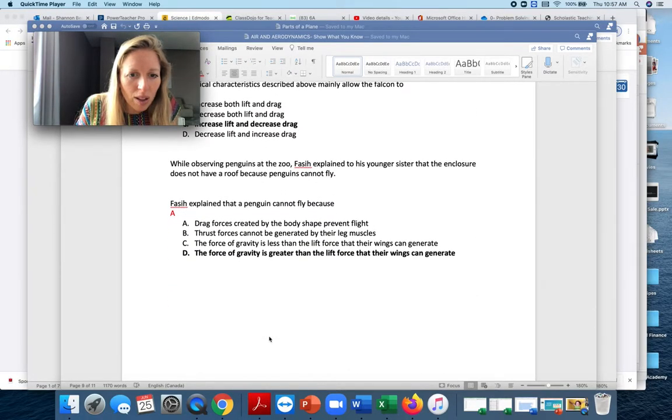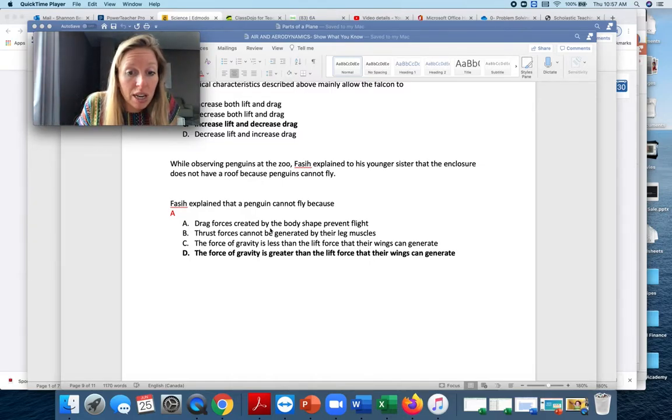Next one. While observing penguins at the zoo, Fast explained to his younger sister that the enclosure does not have a roof because penguins cannot fly. True fact. The reason that penguins cannot fly, even if you don't know much about penguins, we can figure it out based upon the principles of flight. The answer is the force of gravity is greater than the lift force which the wings are able to generate or produce. True. They just can't simply take off.